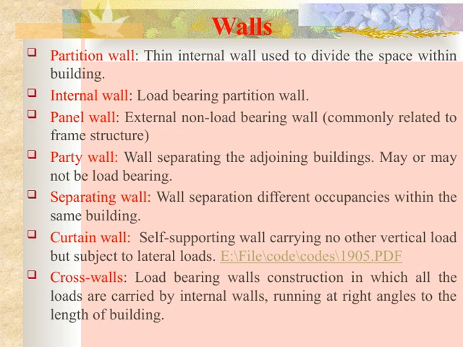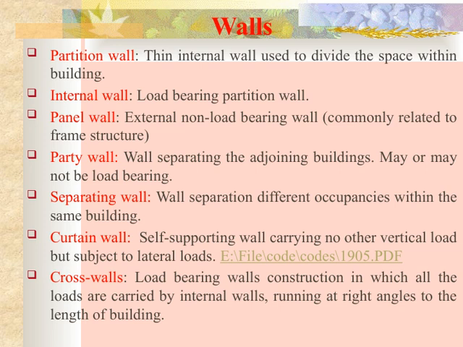Now, the curtain wall is quite interesting. It's a self-supporting external wall that doesn't carry any vertical loads, but must withstand lateral forces like wind or seismic activity. This type of wall is common in modern high-rise buildings, giving a sleek exterior while being independent of the main structural framework. Finally, we have cross walls.